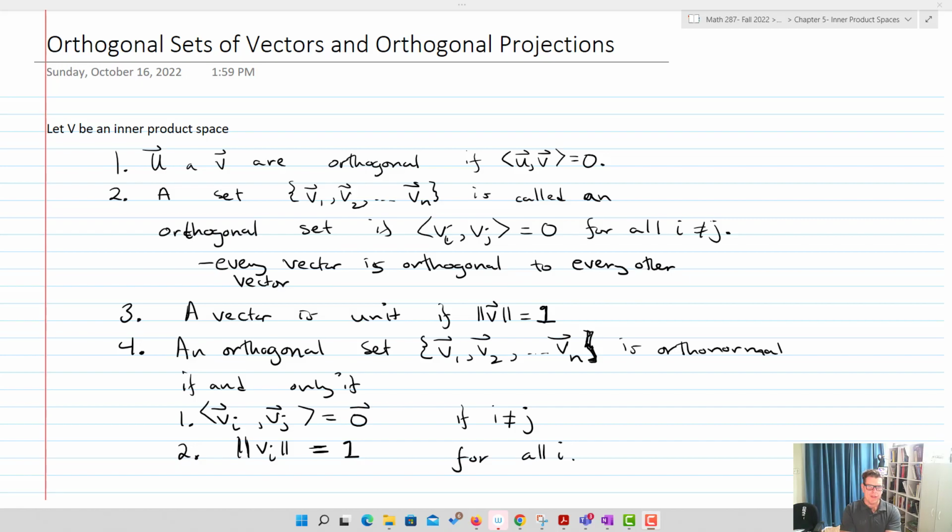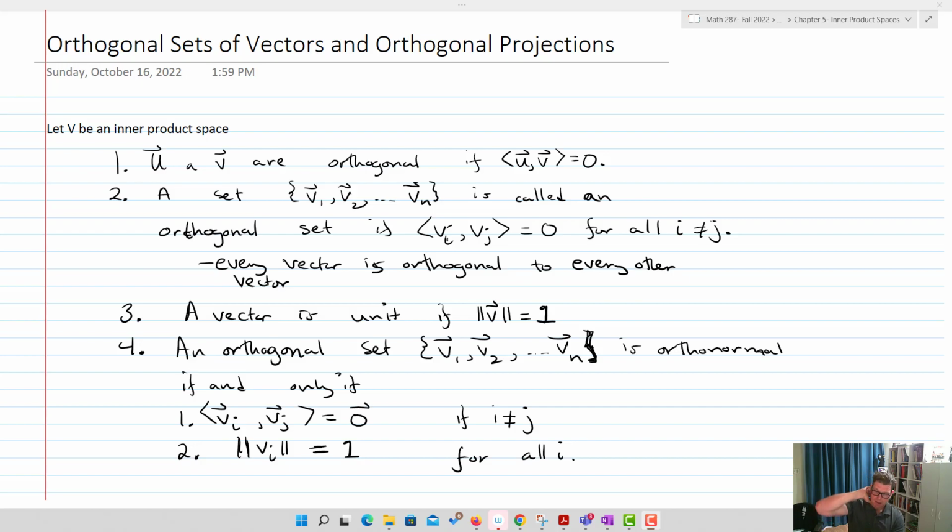A set, v1 through vn, is called an orthogonal set if the inner product of vi and vj is equal to 0 for all i not equal to j. So essentially, I've got a set of vectors, v1 through vn, and as long as I'm not dotting a vector with itself, the inner product is going to end up equaling 0, and that means that we have an orthogonal set. So we evaluate this pairwise, and that tells us that every vector is orthogonal to each other.